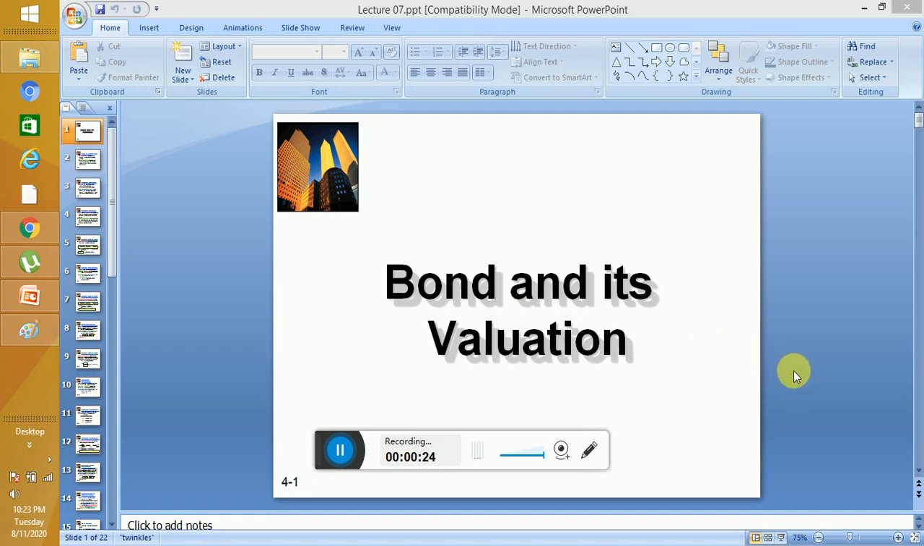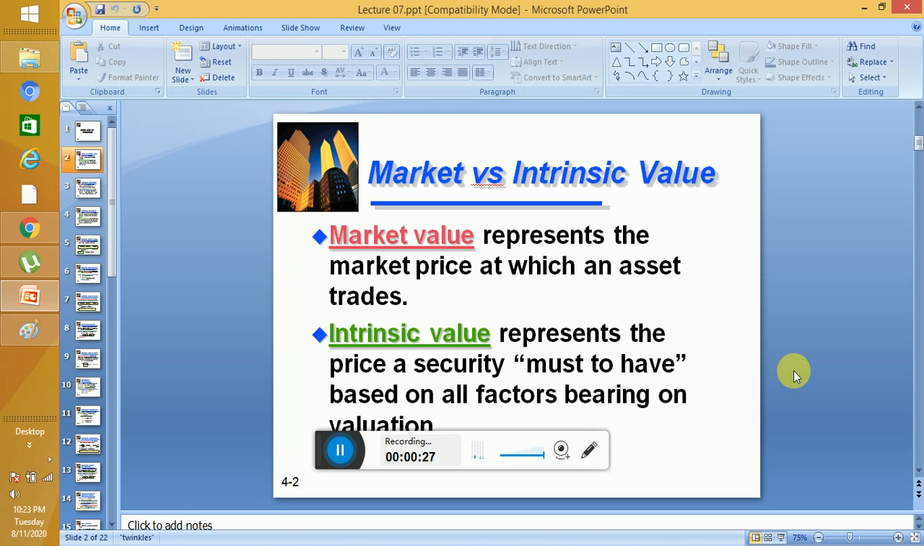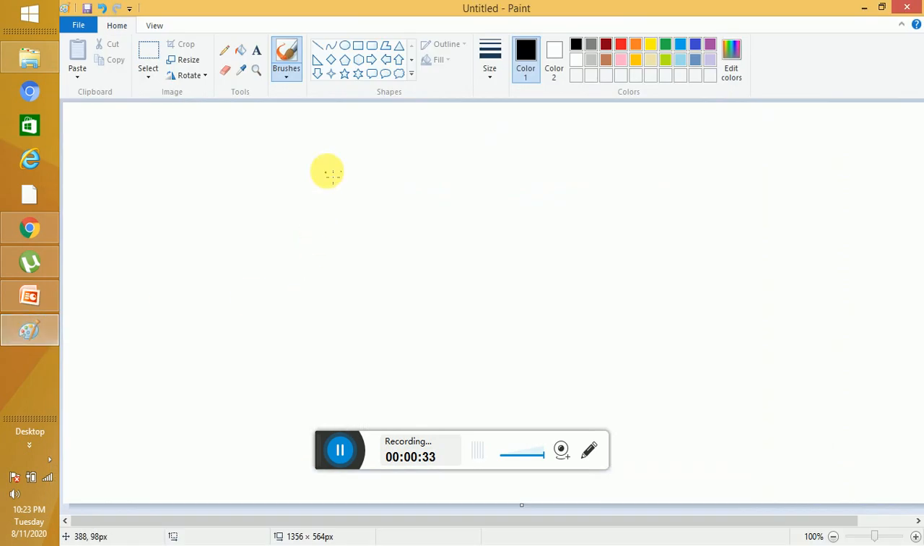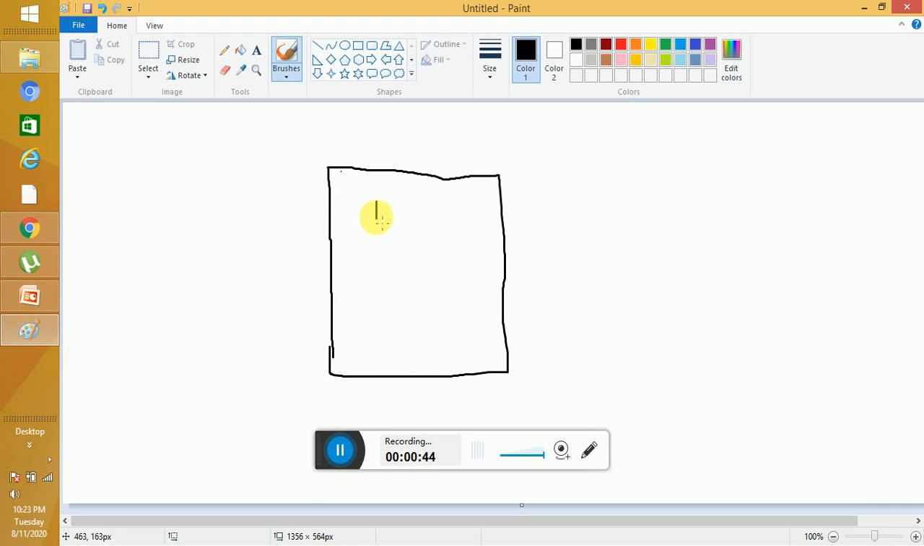First of all, what is a bond? You people know about this. We already discussed that a bond is basically a security, a certificate. In this certificate, it is an agreement between two parties, basically the borrower and the lender.